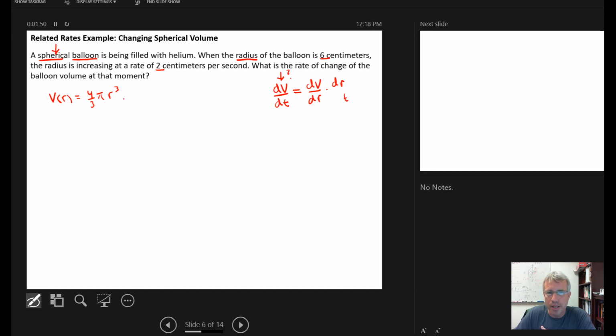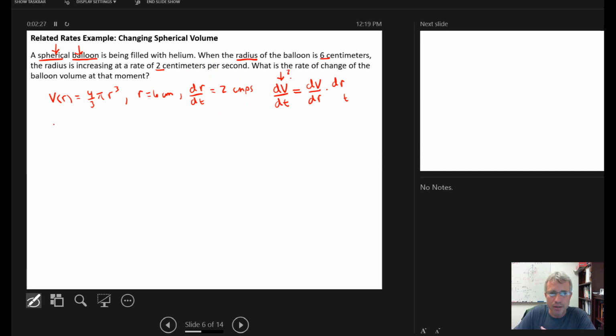So I want to write down the rest of the information that I have. So I came up with my formula for balloon volume, or volume of a sphere. I'm being told that when the radius is 6 centimeters, the radius is increasing. So the radius is increasing at 2 centimeters per second. So I'm being told when r is 6, dr/dt, the rate of change of the radius with respect to time, is 2 centimeters per second. And now I've extracted everything from the paragraph that I can get.